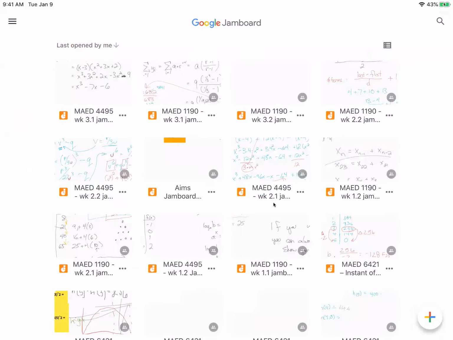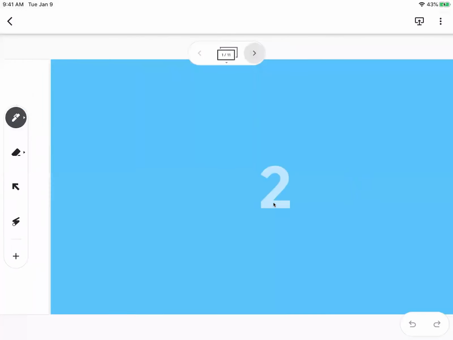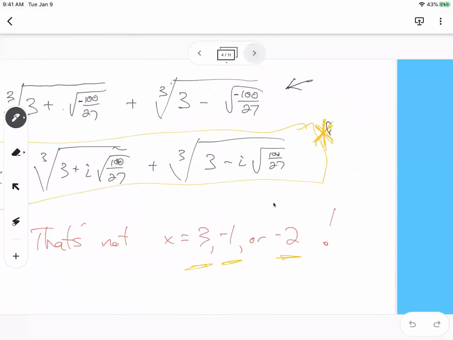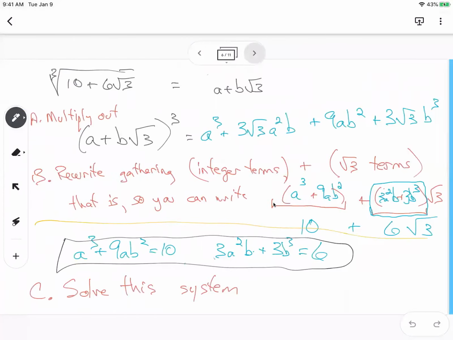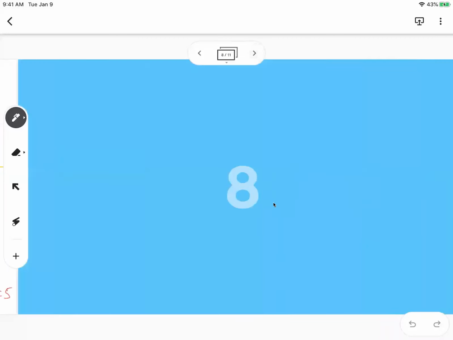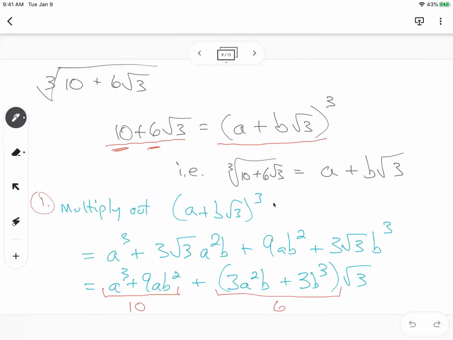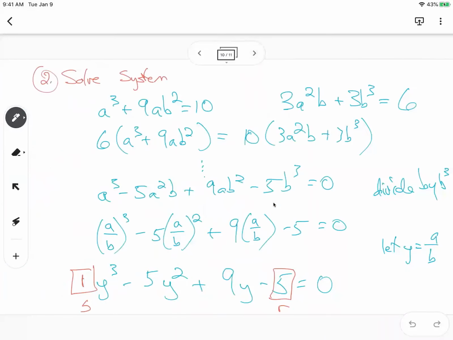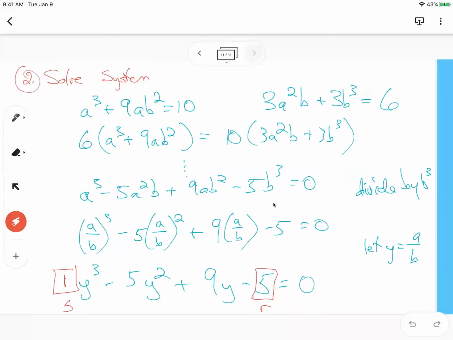If r equals 1, oh, I pressed the wrong button. Sorry about this. So I'm going to do this back at this screen. If r equals 1, I have 1 cubed minus 5. So 1 minus 5, that's negative 4, plus 9 is positive 5. Minus 5, that is 0. So in fact, my first guess seemed to work.